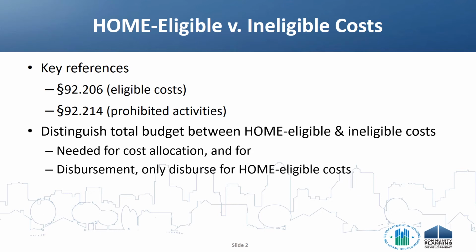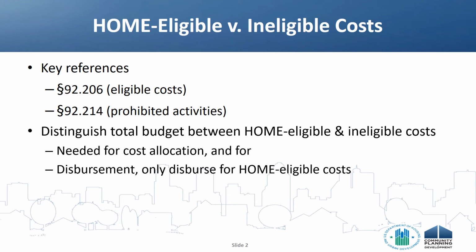First, we need it for cost allocation. When determining how many units in the project must be designated as home units, we will look only at the home-eligible project cost. Second, when a PJ is actually dispersing its funds during the development phase, it needs to ensure that on a draw-by-draw basis, it is only dispersing toward home-eligible cost, consistent with the budget that was established in the project's written agreement.